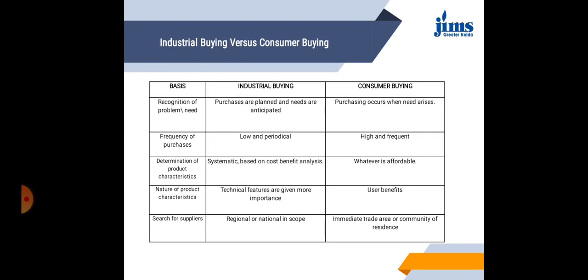Moving on, a quick look at the distinction between industrial buying and consumer buying. If I talk about industrial buying, recognition of problem and need, the purchases are usually planned and needs are anticipated and pre-planned in industrial buying, while consumer buying may be based on a quick action where it is not necessary to have a lot of planned purchase usually.